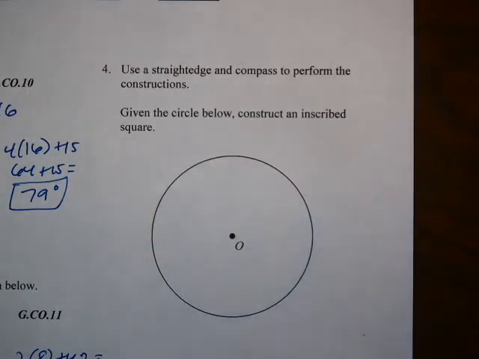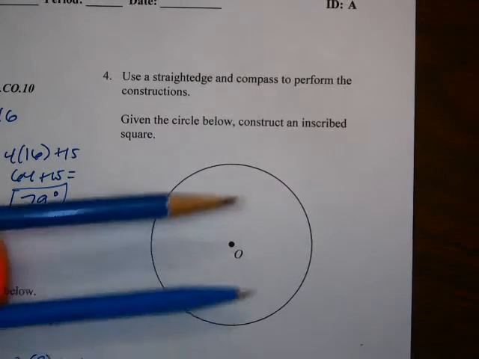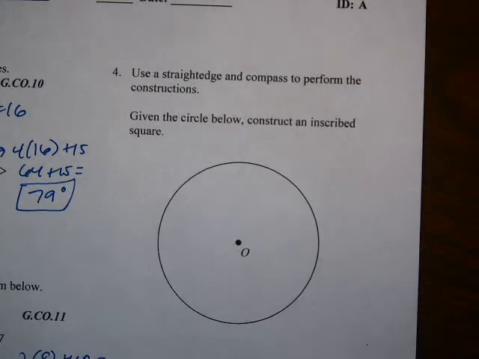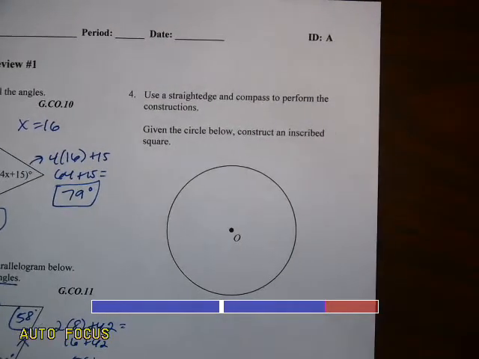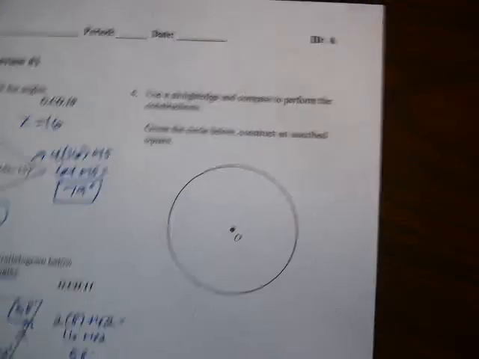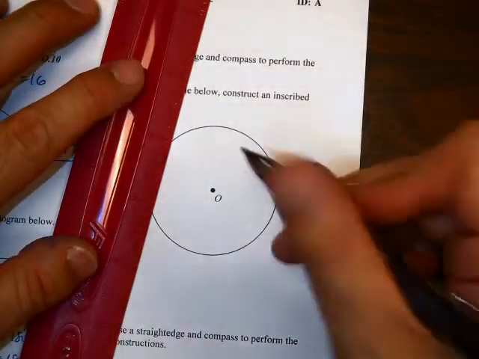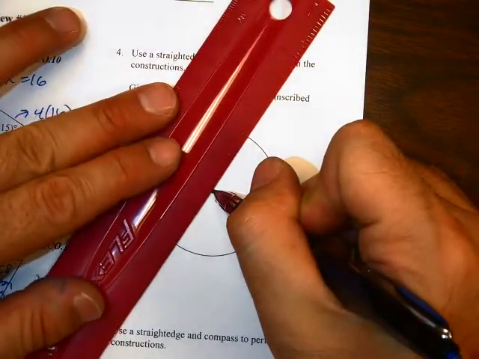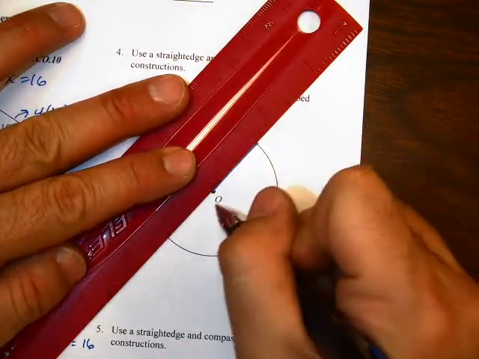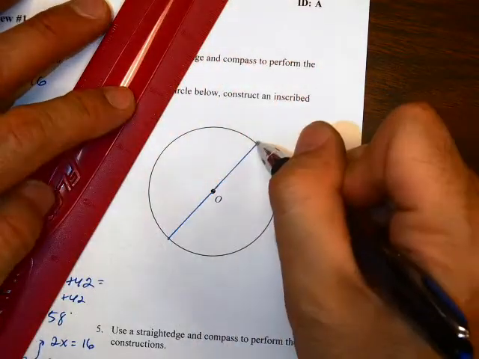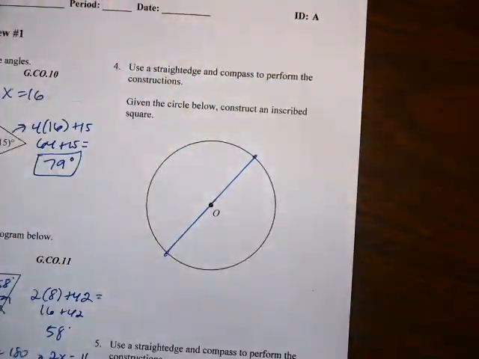Numbers 4 and 5 in the video are now constructions. Number 4 says use the straight edge and compass to perform the constructions. Given the circle below, construct an inscribed square. So here's my compass. I'm not going to use it right away because for number 4, this inscribed square, the first thing we need to draw is a diameter. Now that diameter can go anywhere as long as you're going through the center O. So I can go at any angle like this. There's my diameter here. So that's my first step.